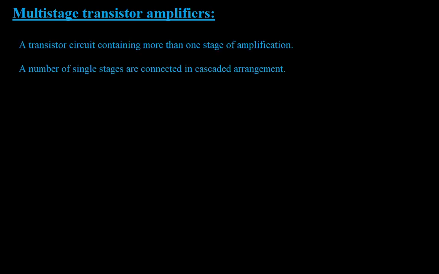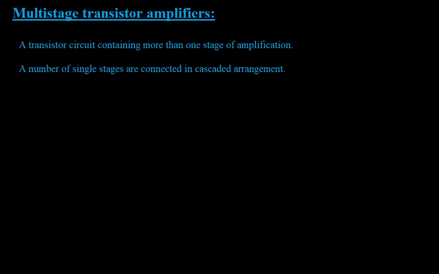A multi-stage transistor amplifier is the series combination of single stage transistor amplifiers, and these series combinations are called the cascaded arrangement. So a multi-stage transistor amplifier is a transistor circuit containing more than one stage of amplification. These stages of amplification are achieved by using different single stages of transistor amplifiers.